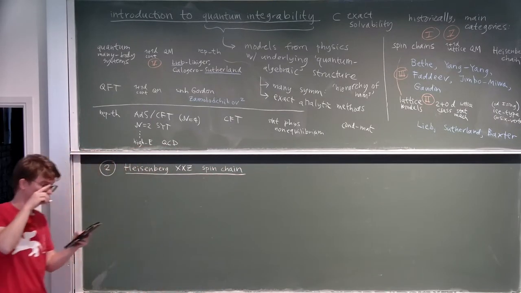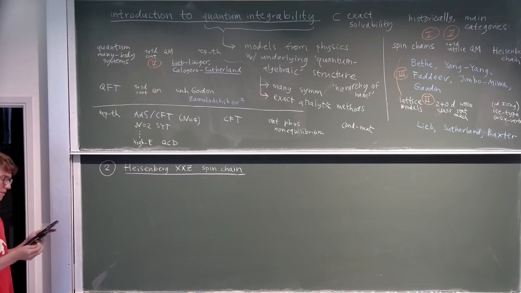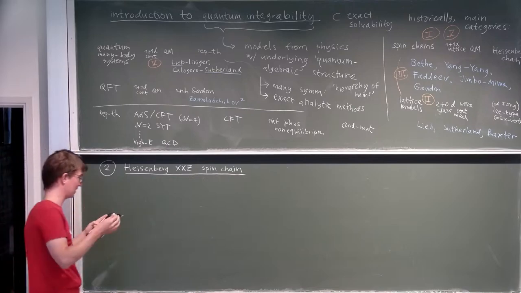So that will be the topic of today. We imagine, so this is going to be a model for magnetism. In a magnetic material, in some metal, atoms are sitting very nicely, equally spaced in a kind of nice array.